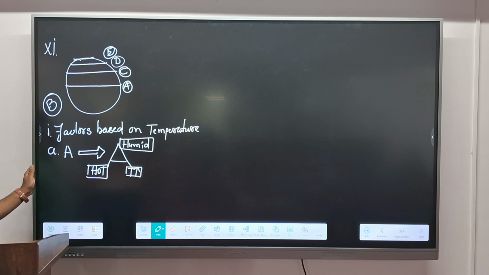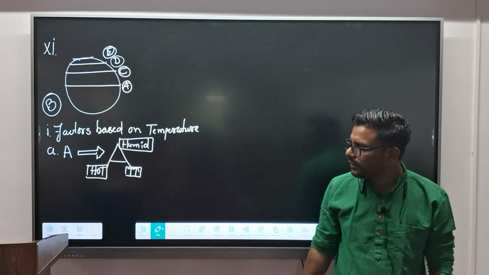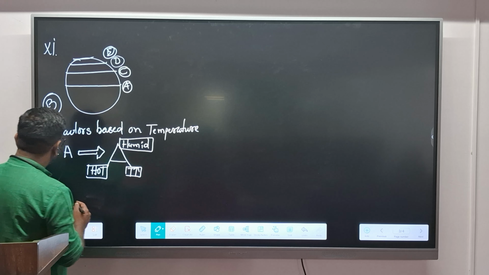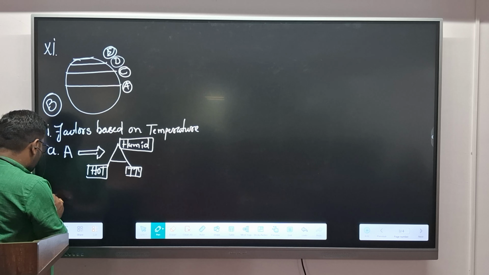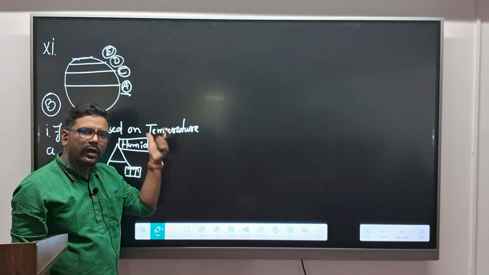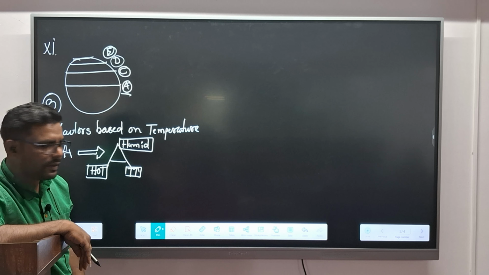Whenever they ask you in an exam, what is A? A is nothing but a humid, hot temperature area or region. That means we can find these conditions at lower latitude or higher latitude. The same thing I am writing, right?